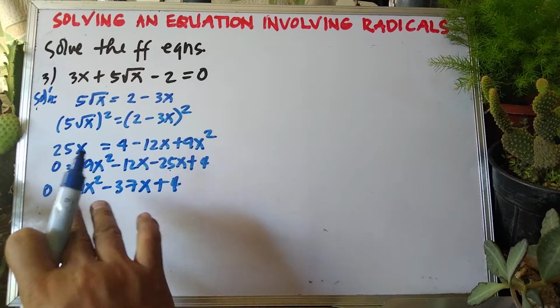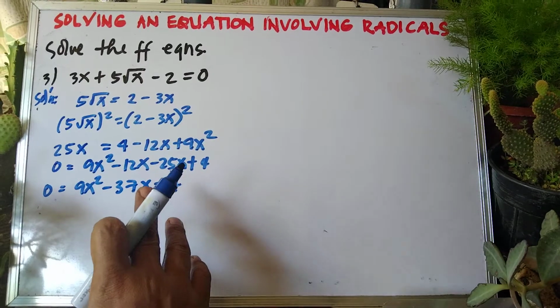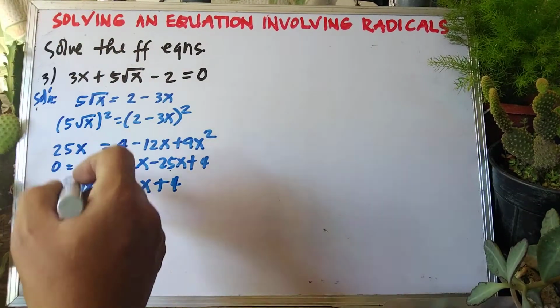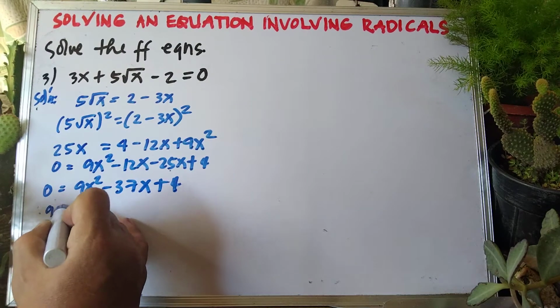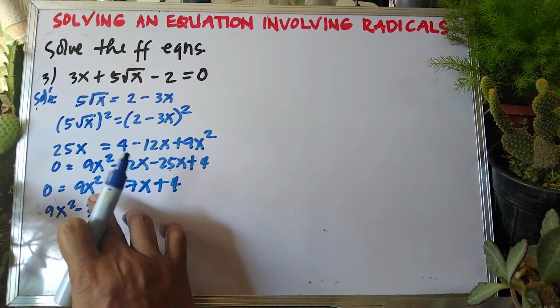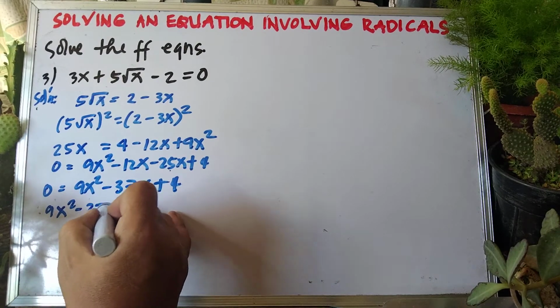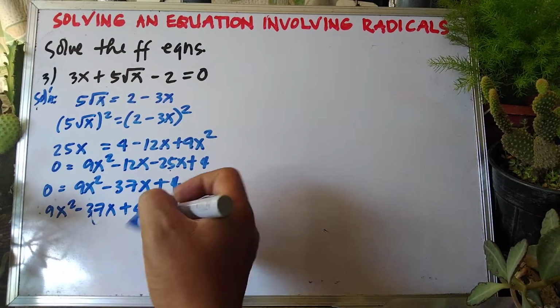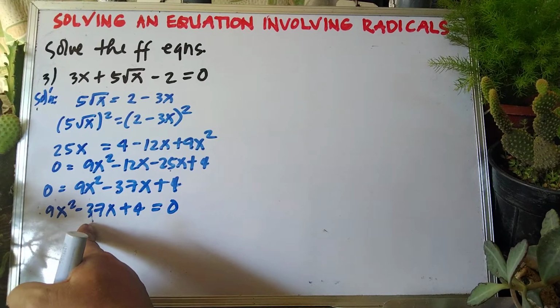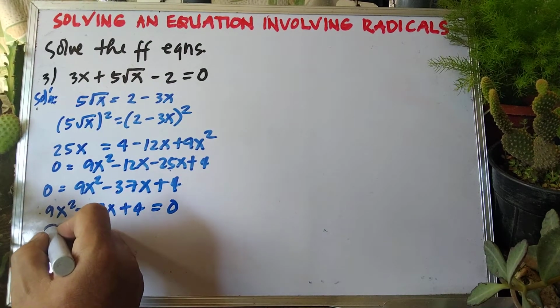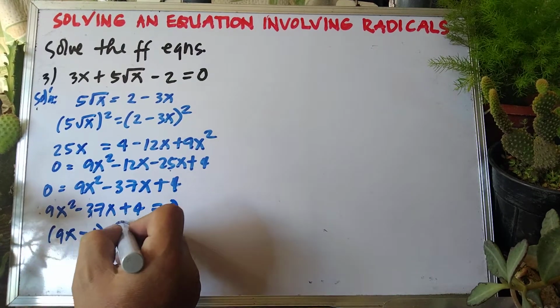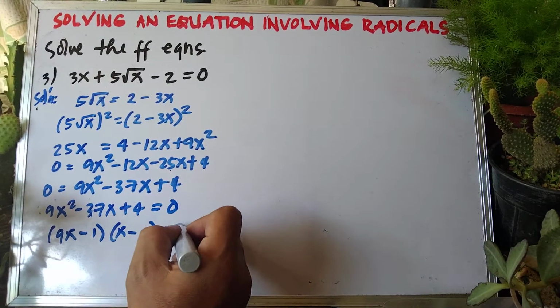Okay, again, you can solve this by any method of solving quadratic equations. But for me, I can solve this. First, I will rewrite this to its equivalent form. 9x squared minus 37x plus 4 is equal to 0. So, here I could factor the left side of the equation. Pero it's up to you. You can use the quadratic formula or the completing the square method if you want, no? So, what are the factors of the left side of the equation? So, you have 9x minus 1 times x minus 4 is equal to 0.